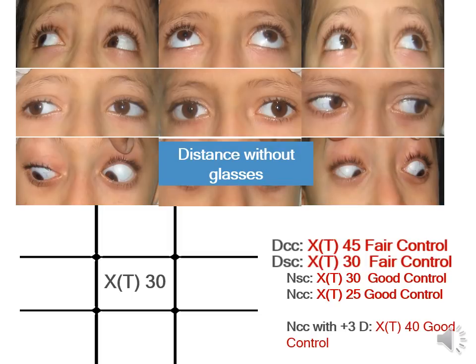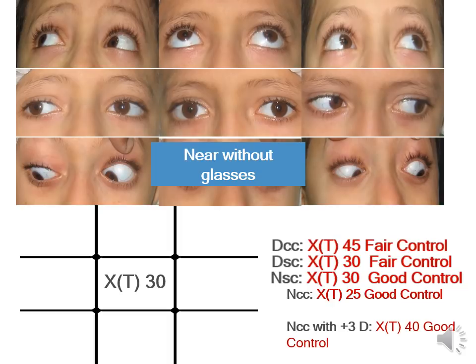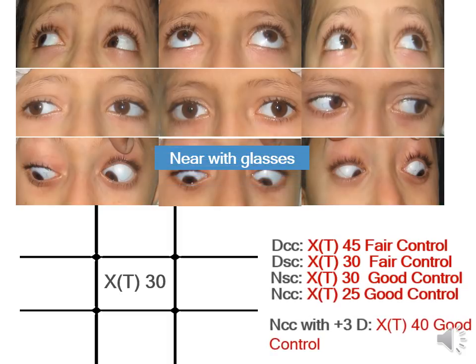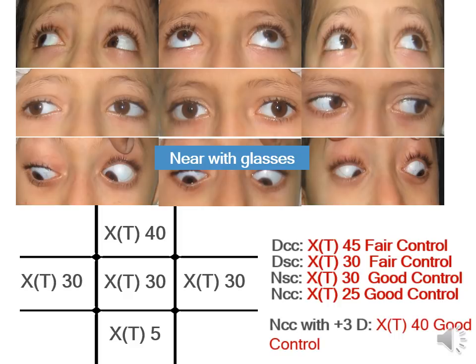Then for the distance without glasses, for near without glasses, for near with glasses, and for near with glasses after adding a +3 diopter lens. The angle is then measured in the up gaze and in down gaze, and then in side gazes, and it is documented in the tic-tac-toe plot.